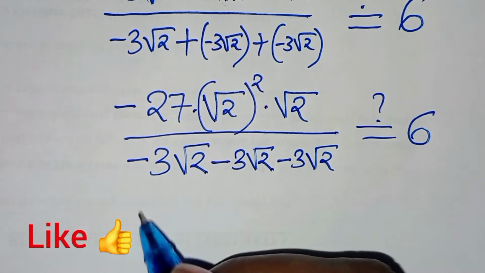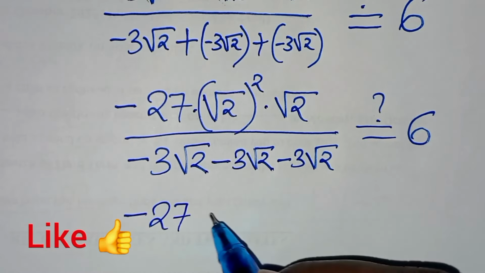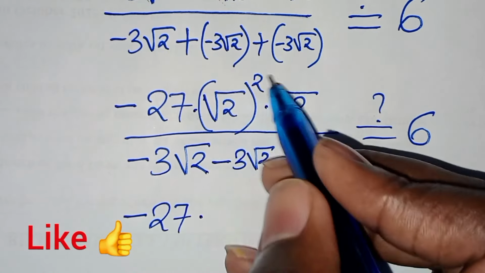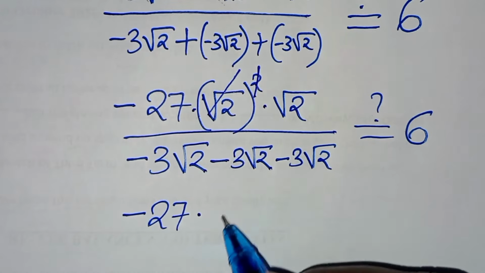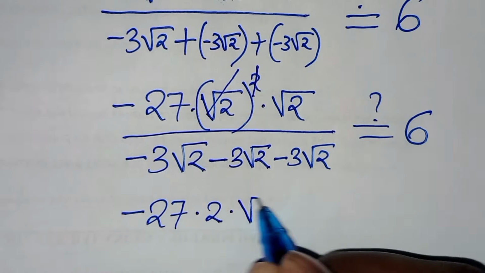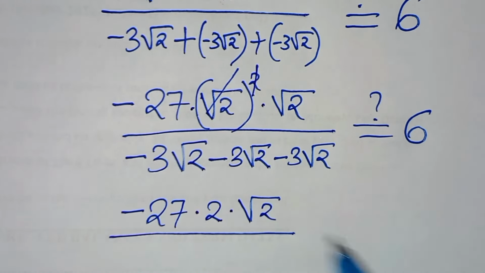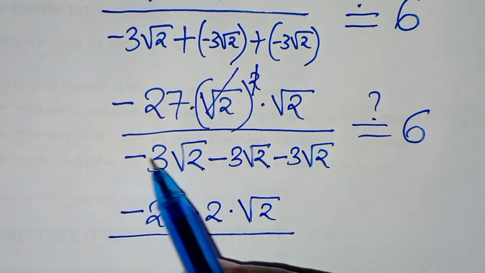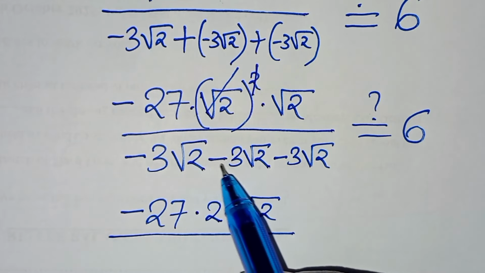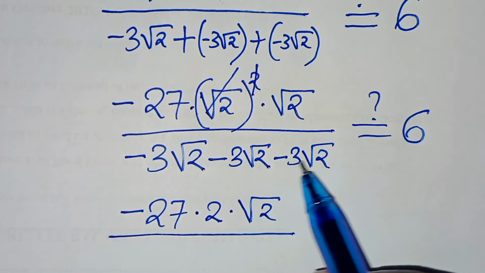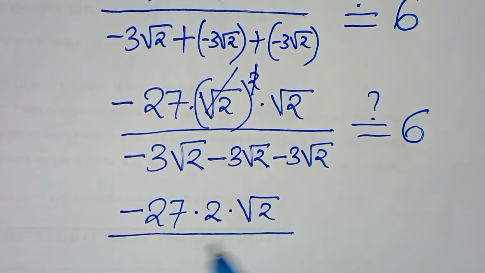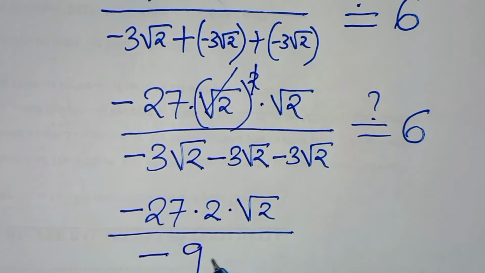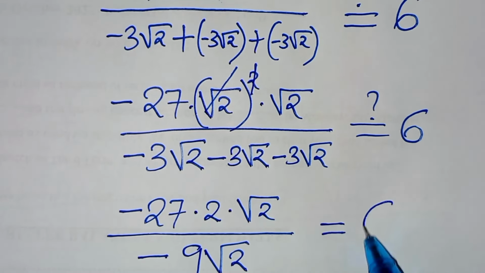So in the numerator, we have minus 27 times square root of 2 squared. We eliminate the square root sign, so times 2 multiplied by square root of 2, divided by, now this is negative 3 square root of 2 minus 3 square root of 2 minus 3 square root of 2. This is the same thing as minus 9 square root of 2. This is supposed to give us a value of 6.